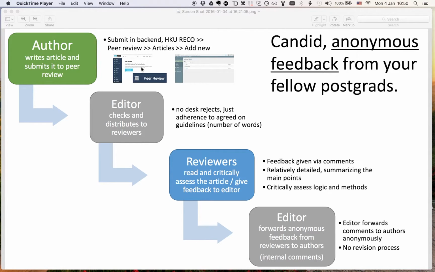It consists of researchers who have a similar background critically assessing the work of their peers with regard to the internal logic, methods, relevance, and in our case now also the writing style.